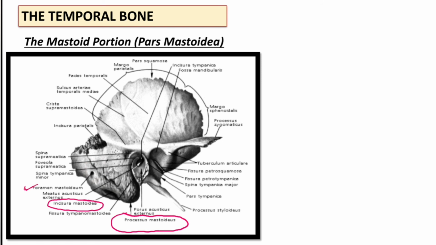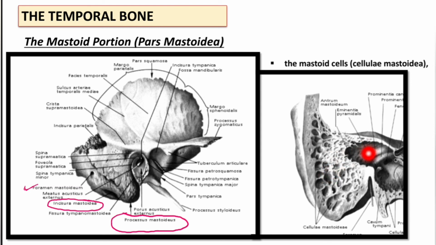There is something cool about this part. It contains air cells, mastoid cells, cellulae mastoideae. If you cut through, we have a view like this, and you can see the mastoid cells here, and here there is the mastoid antrum. So infection can spread to these mastoid cells, causing mastoiditis, spreading from where? From the middle ear, or from the tympanic cavity, causing mastoiditis.